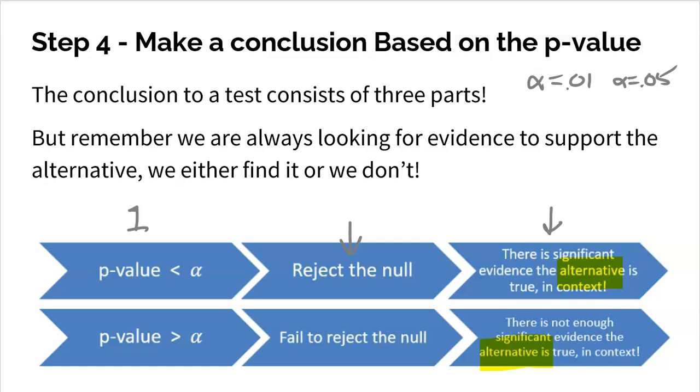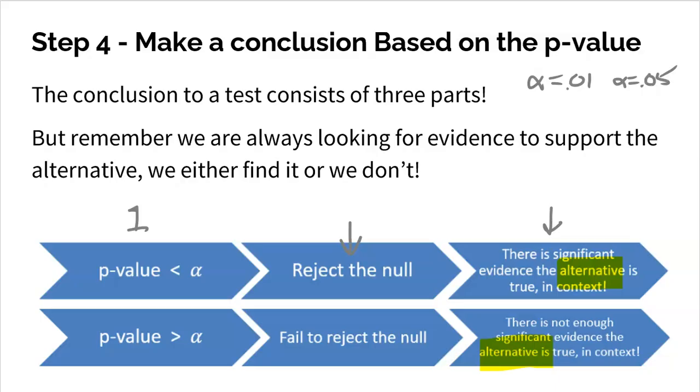I just don't have the evidence to say that the alternative is true. It's always about the alternative. So once again, I have seen so many AP multiple choice questions where they give you the p-value. They set the problem up for you. You don't have to do steps 1, 2, 3. You just have to choose the correct choice.